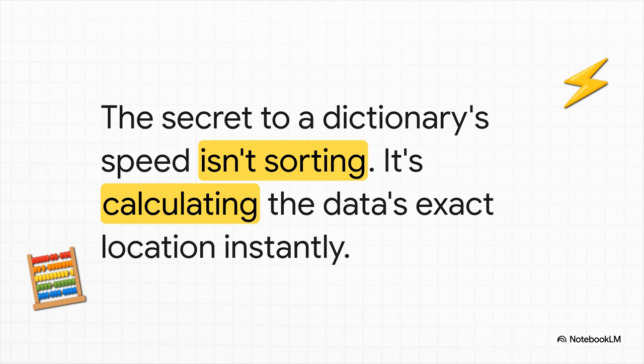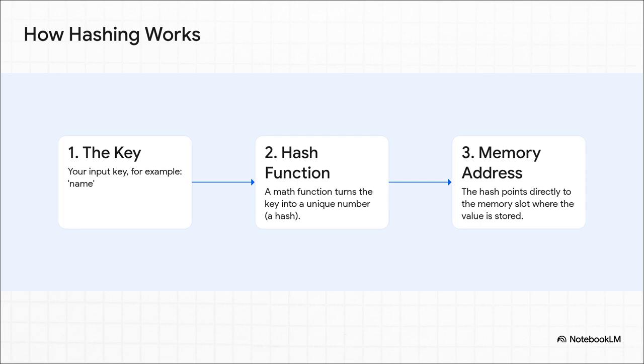Because here's the big reveal. Dictionaries don't search at all. They don't go item by item, so sorting doesn't do a thing. Their speed comes from something else entirely. It comes from calculation. This process is called hashing.